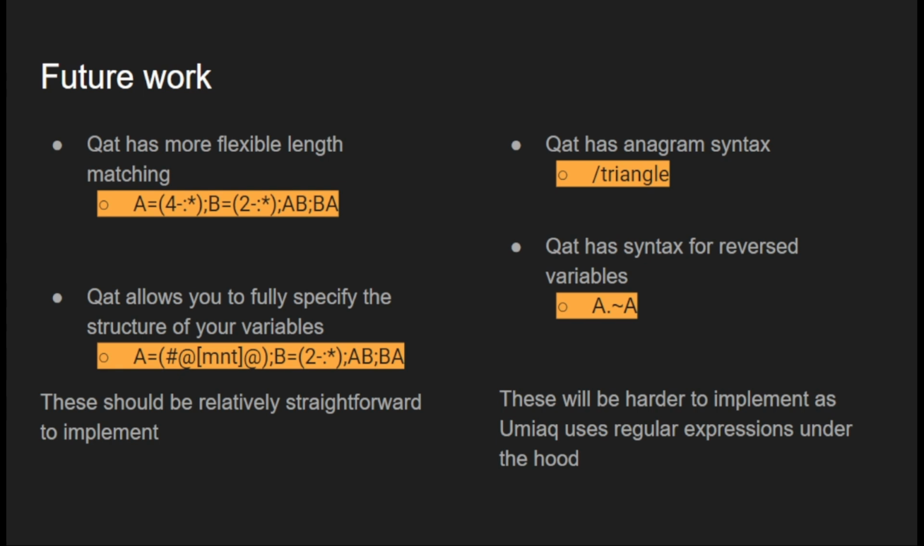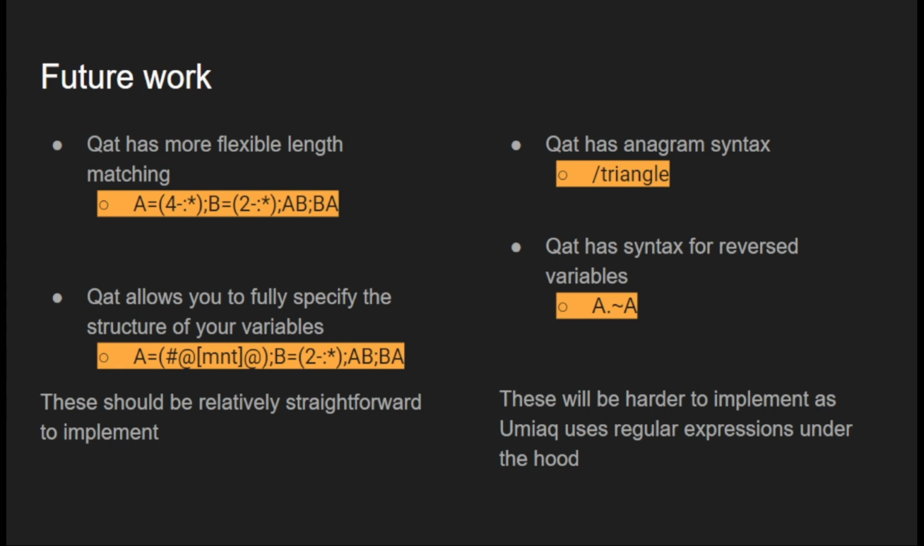The other thing Cat does that is really cool, and I do want to implement, is that you can fully specify the structure of your variable. So in this case, in Cat syntax, you can say, all right, A has to look like this thing, B has to be length of 2 or more, and then ABBA. I think these are relatively straightforward to implement, but I have not done them quite yet. The two on the right are going to be much harder to implement for me, but I would love for somebody else to come in and say, hey, here's a great, easy way you can do this. But let's take a look at them.